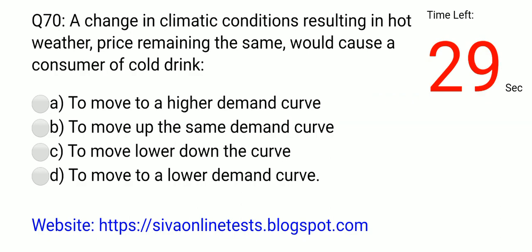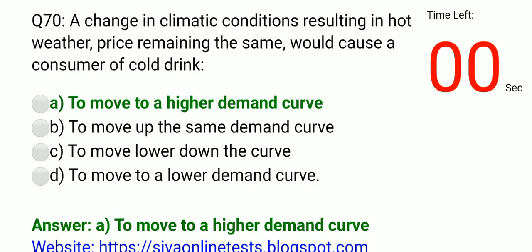Question 70. A change in climatic conditions resulting in hot weather, price remaining the same, would cause a consumer of cold drink. Options. A. To move to a higher demand curve. B. To move up the same demand curve. C. To move lower down the curve. D. To move to a lower demand curve. Answer. A. To move to a higher demand curve.